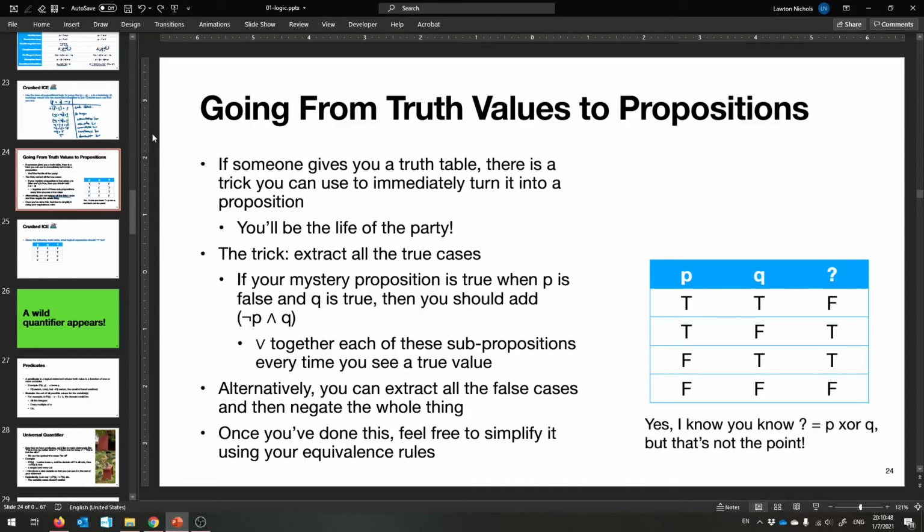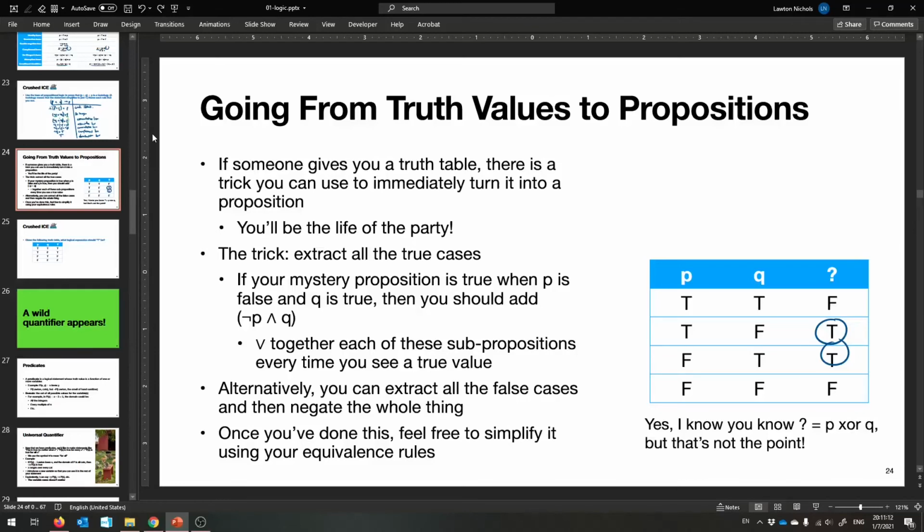This will make more sense later, probably. But the idea is seeing that this mystery proposition, whatever it is, is true when P is true and Q is false, or when P is false and Q is true. And I actually just said the answer in words. That's the idea. That's what you want to notice.